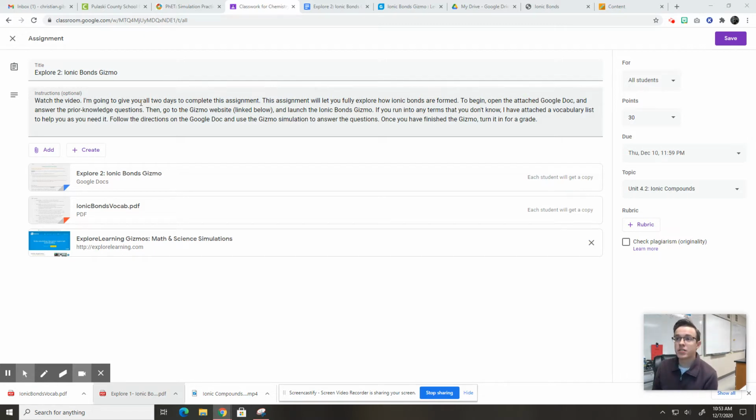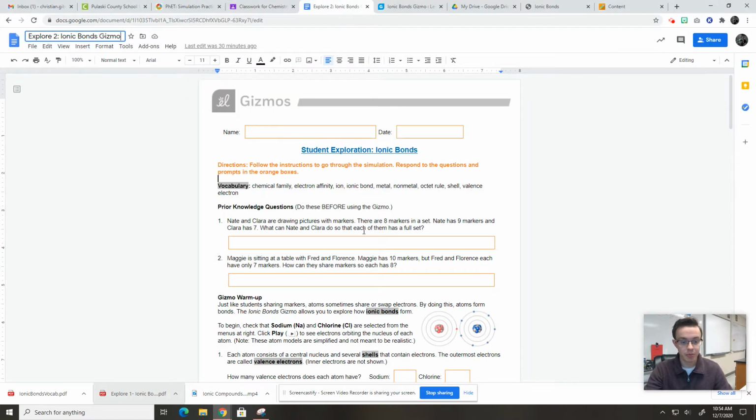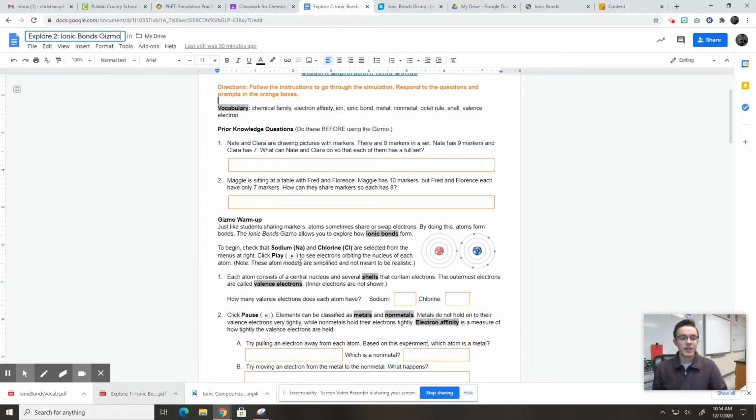And this is basically to let you explore through a simulation how ionic bonds are formed so that you can actually picture what's going on when these ions are joining together to make ionic compounds. Okay, so to begin, first you're going to open up this Google Doc, which I already have pulled up right here. And we're just going to go ahead and take a look at these prior knowledge questions together.